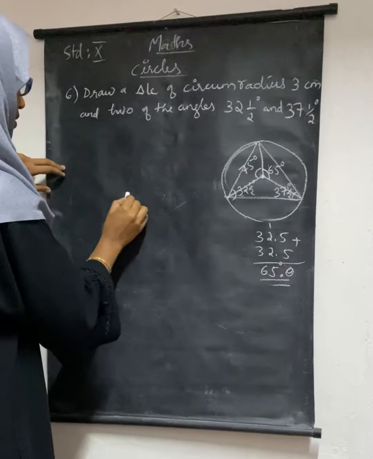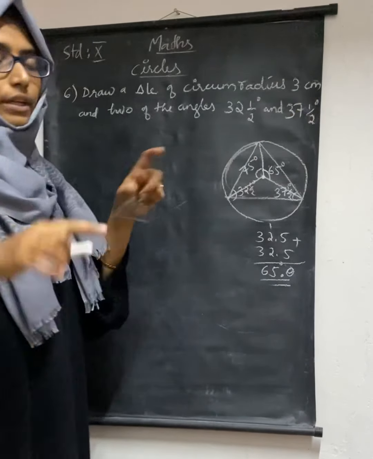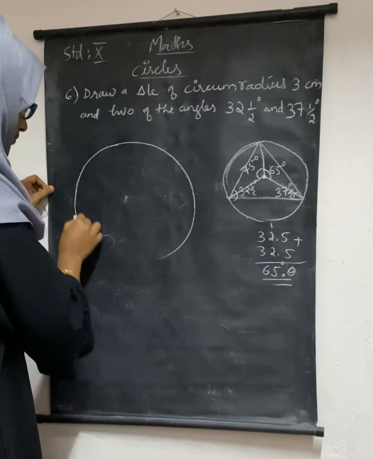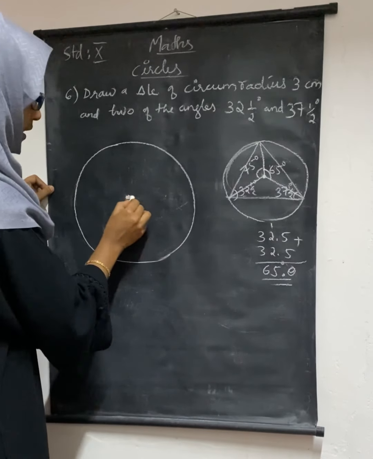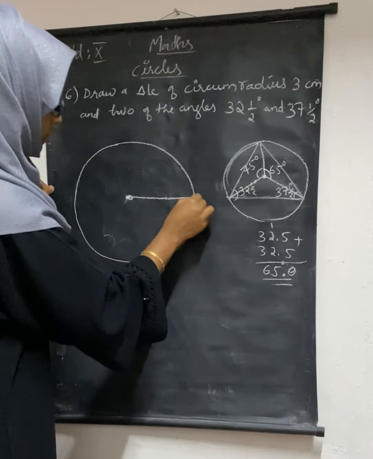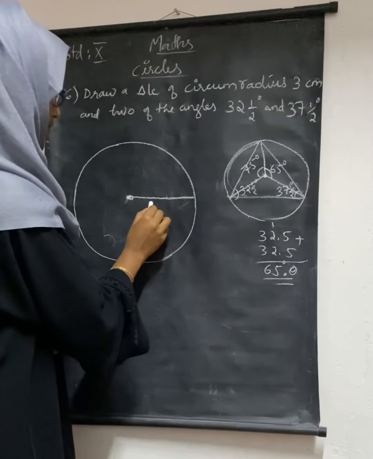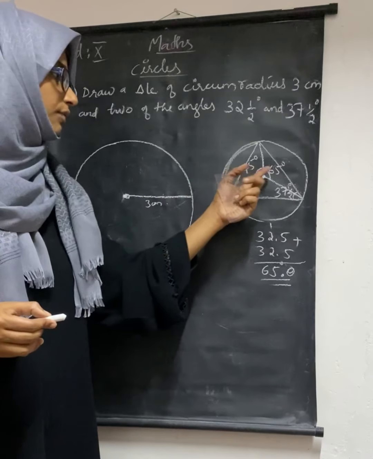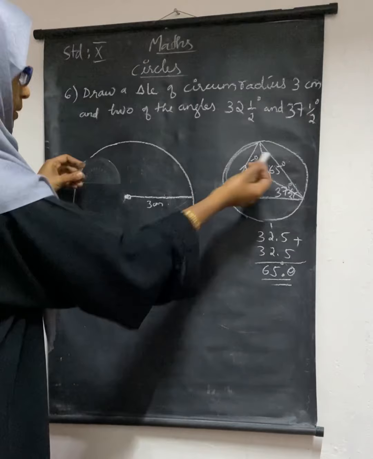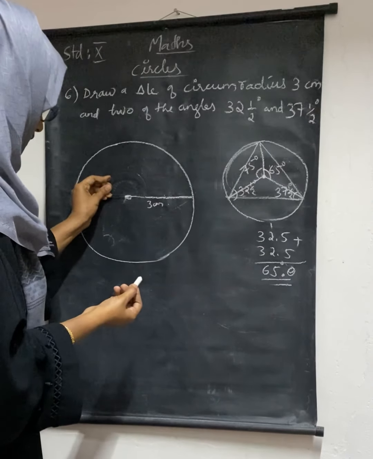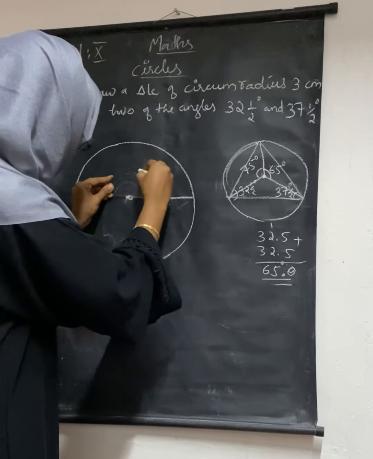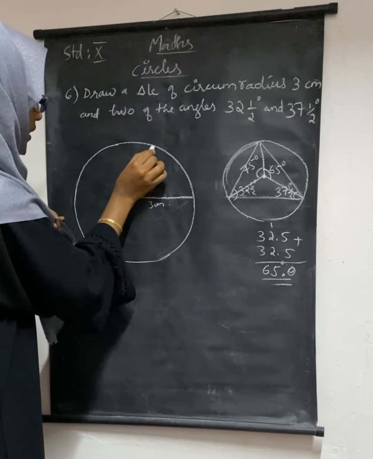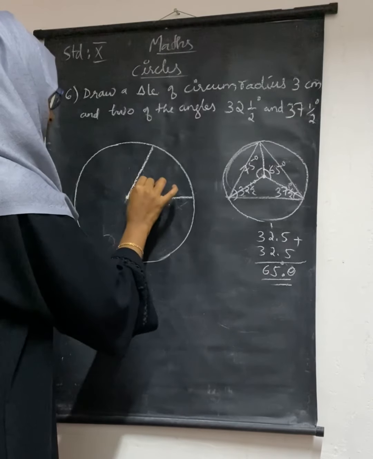So now first procedure, you have to take a 3 cm in your compass and draw a circle. And mark the center and draw one radius. Anywhere you can start, that is a radius with 3 cm. Now first central angle you can choose 75 or 65. So first I am going to choose 65. Keep your protractor at the middle. Now 65 will come here. So mark that and join till the circle. So this is the 65 degree.